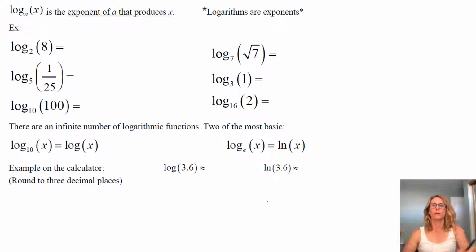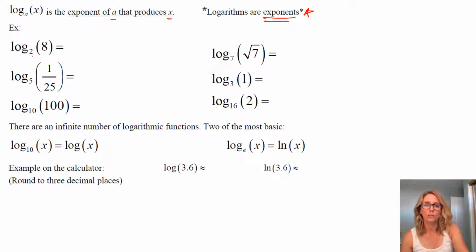A logarithm is an exponent. A logarithm is an exponent. That is something to absolutely remember. It is the exponent of base a that produces whatever is inside the logarithm. We'll take a look at some examples here to get comfortable with it.